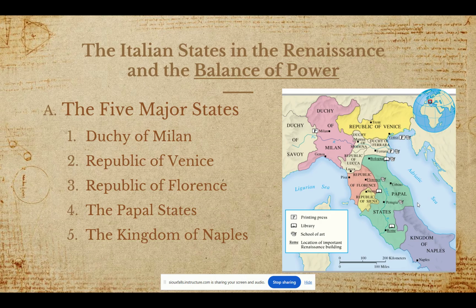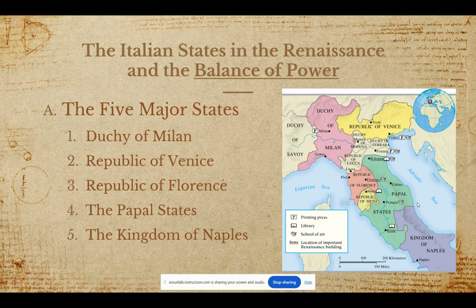Now, the fifth of these city-states was the Kingdom of Naples, and that was in the southern part of the Italian peninsula. Naples also controlled that island off the coast of Italy, which was Sicily, and even parts of Sardinia. Right? We know that out of the five more dominant city-states, Naples was the poorest. So, Venice, Milan, Florence, Papal States, Naples.